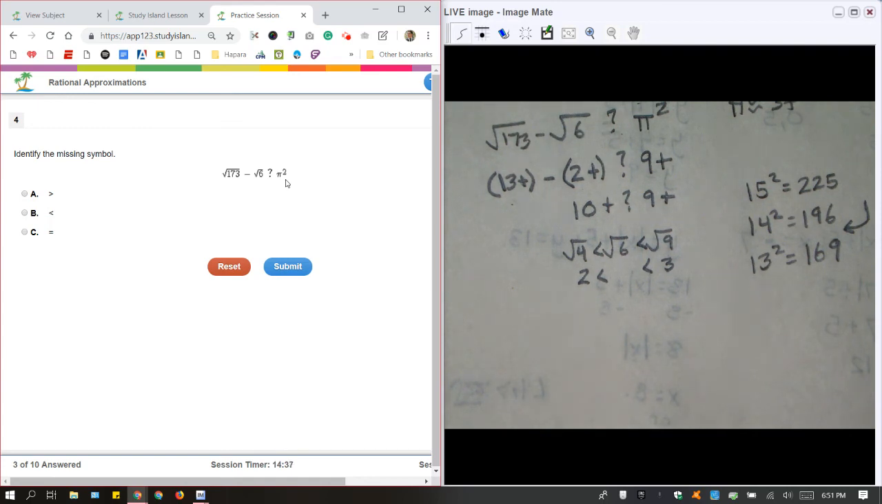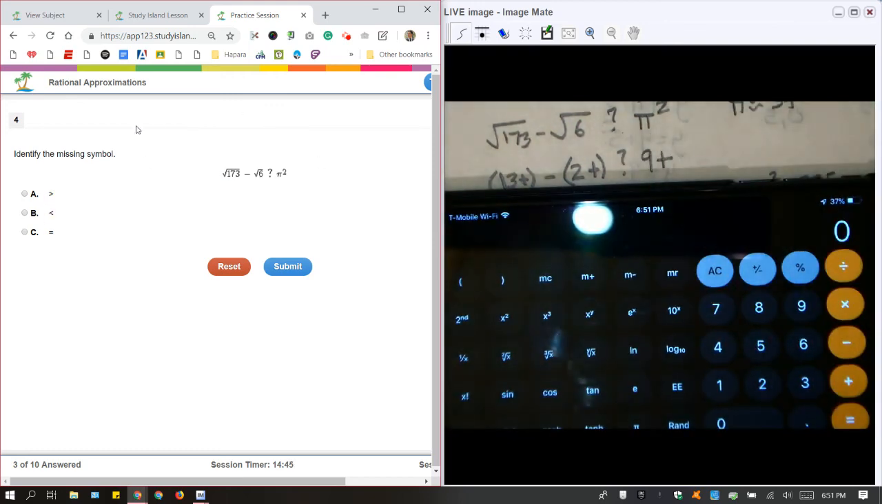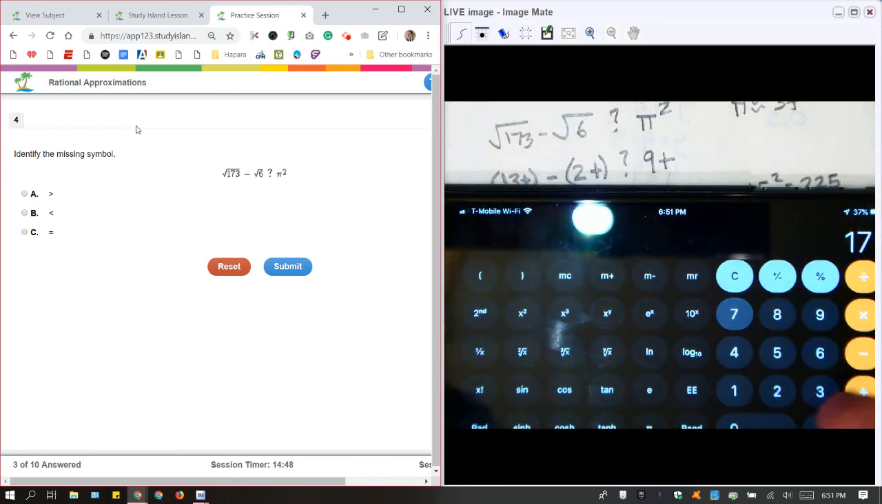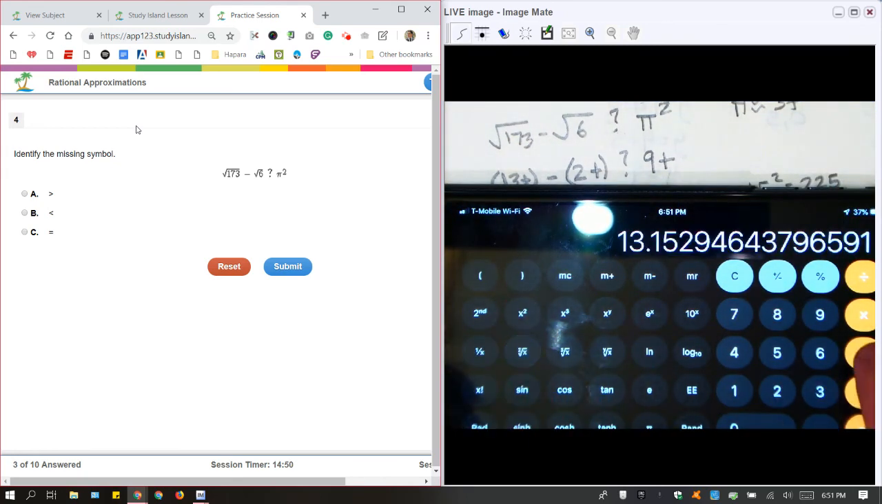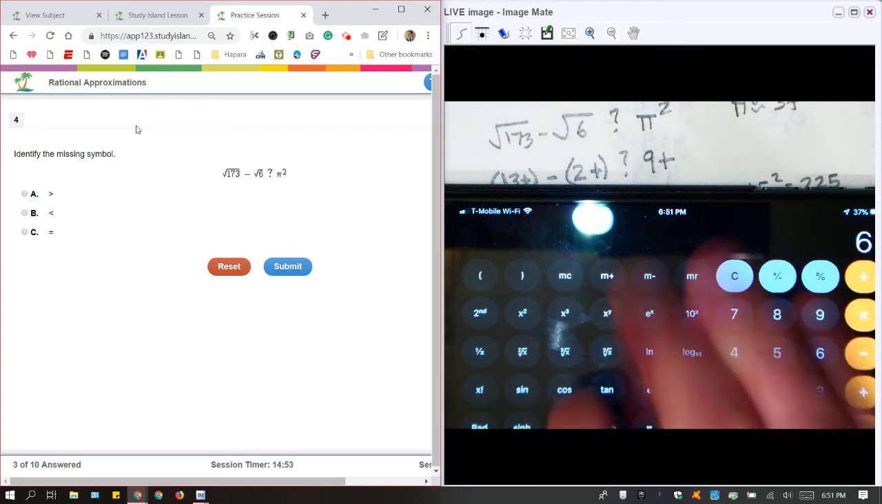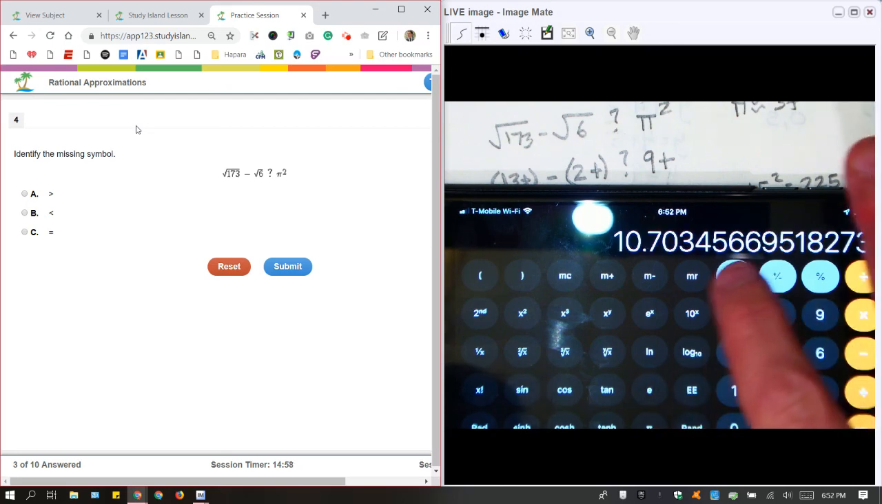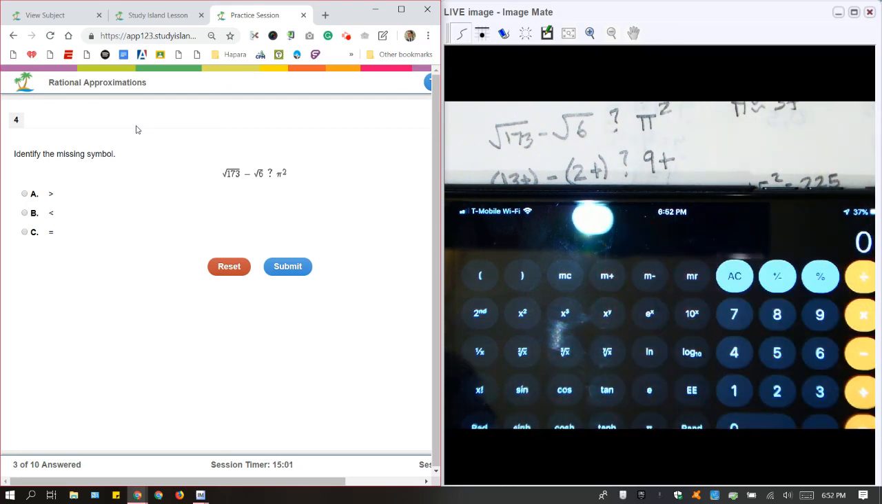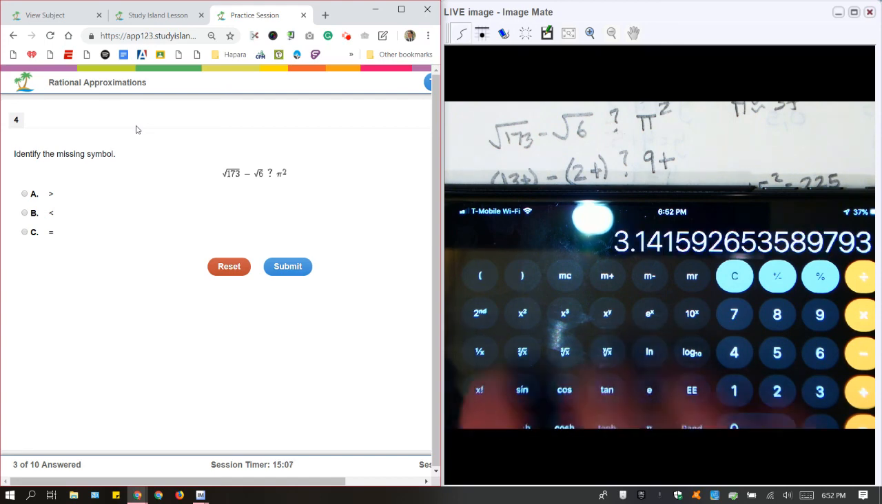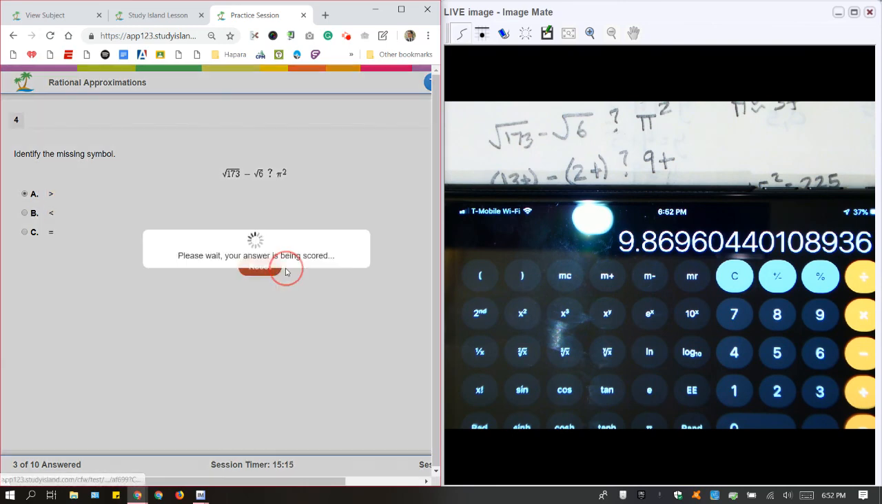And again, if you want to double check all these, feel free to use a calculator to make sure that you're getting the right answers. I know you don't have to do this over and over again, but we can use our calculators to double check and make sure that we're on the right track. So we have the square root of 173 minus the square root of 6, and we get 10.70. And that is going to be compared to, I probably shouldn't have erased that, pi squared, which is only 9.86. So 10.7 is definitely going to be a little bit more. Not by much, but a little bit.